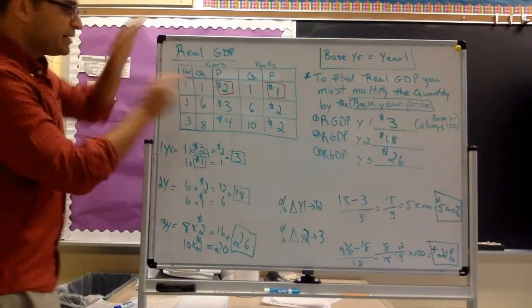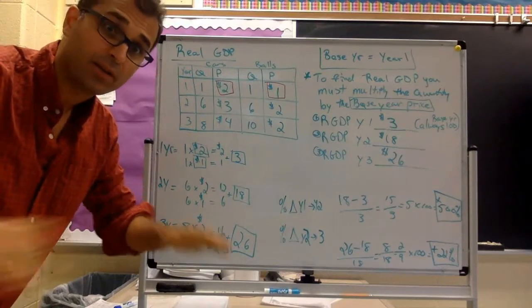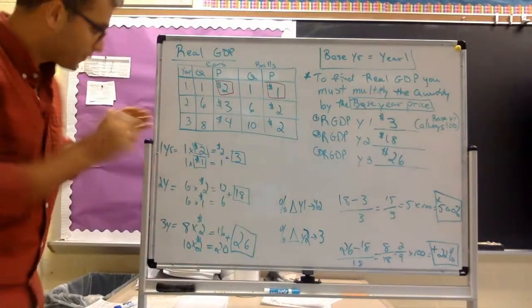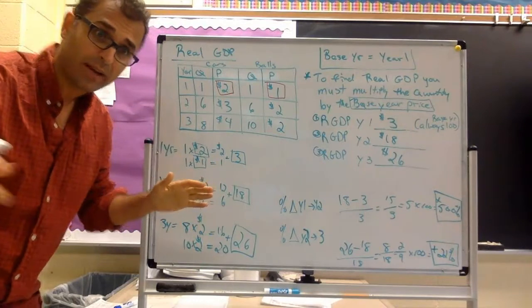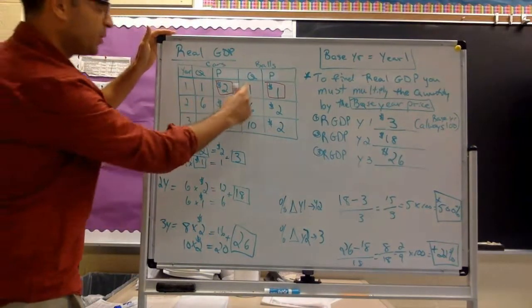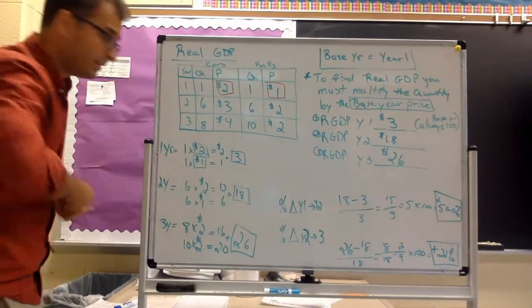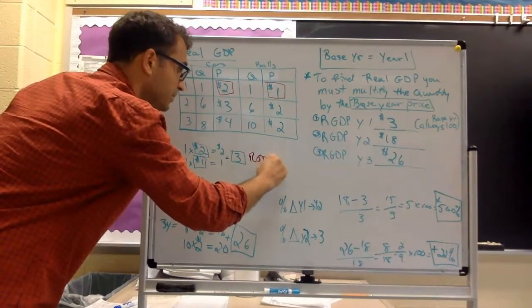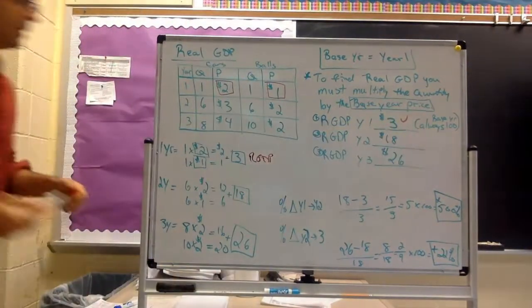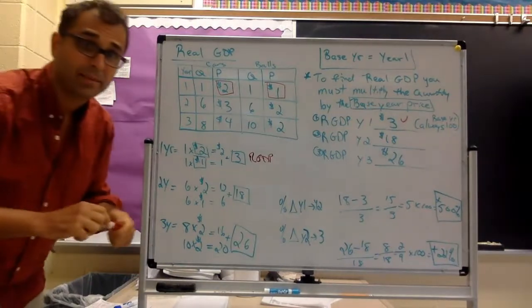So for year 1, you do it the same exact way you did before, because year 1 is the base year. So the first one's going to look exactly like the last one, right? Year 1, we take 1 times 2 plus 1 times 1, and I get 3. That's my real GDP, right? We get 3. Now, for the second one, it's not going to be as easy.